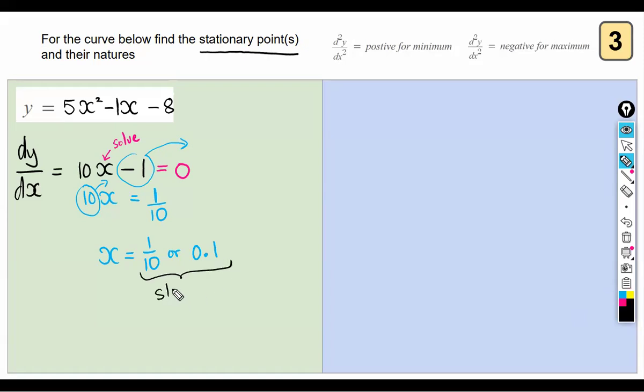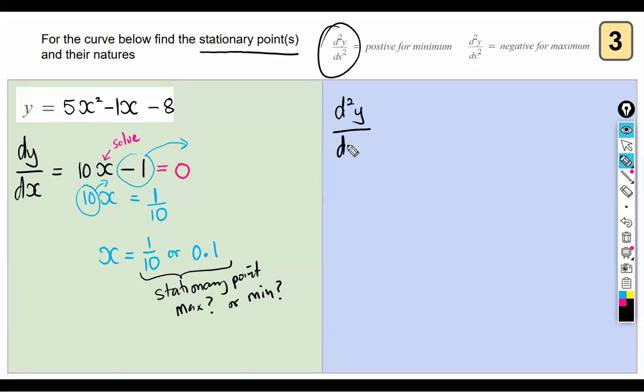So let me put it here. We have a stationary point. We just don't know if it's a maximum or if it is what? A minimum. How do we figure that out? Well, we have to differentiate one more time. So when you differentiate one more time, look at this expression.